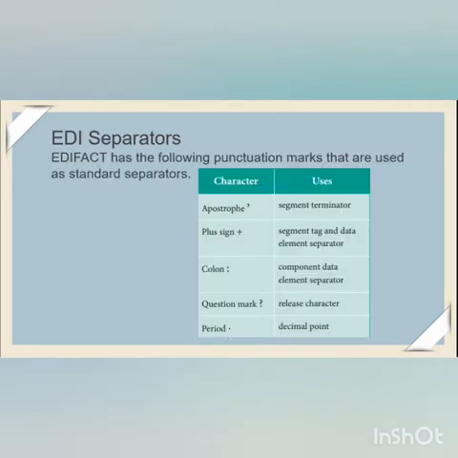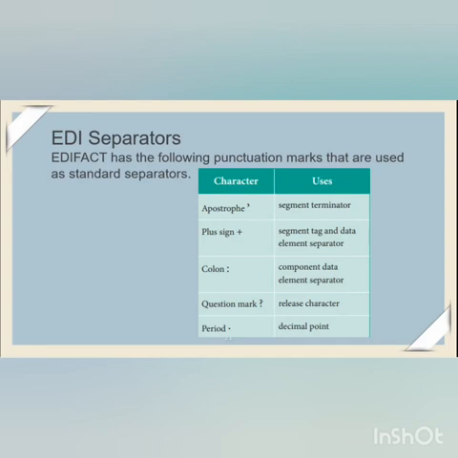And the next one is EDI separators. EDIFACT has the following punctuation marks that are used as standard separators. So, these are the EDI separators, characters and uses. First one is the apostrophe. It is used as the segment terminator. All the lines of EDIFACT messages end with an apostrophe. So this is called the segment terminator.